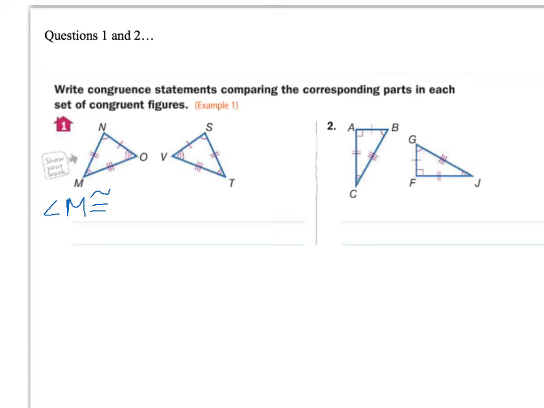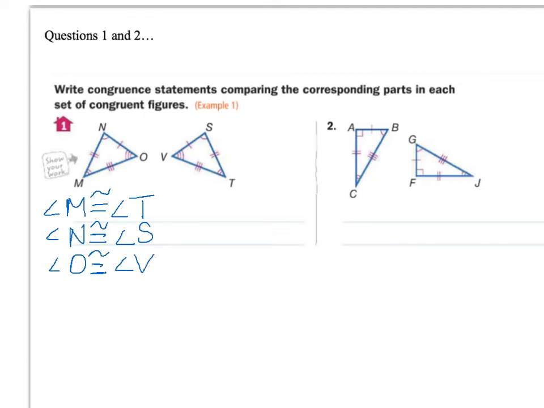And since angle M has 2 slash marks on it, and so does angle T, that means that angle M and T are congruent. Angle N is congruent to angle S, and angle O is congruent to angle V.